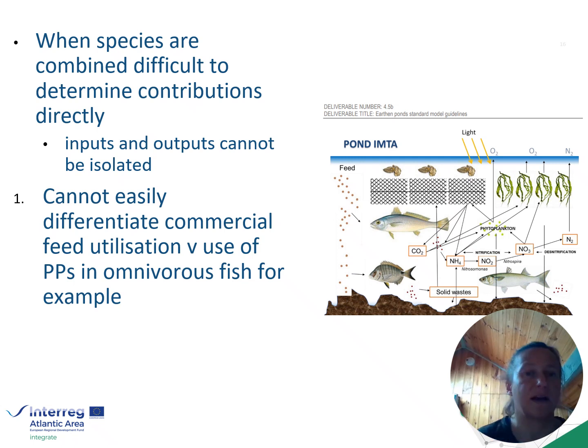So if we move on now to designs of IMTA where there are far more species combined and co-cultured together, it's very difficult to determine contributions of each compartment. And that's because the inputs and outputs cannot be isolated very easily. And this leads to 3 major problem areas. So the first is that we cannot easily differentiate commercial feed utilisation compared with the use of primary producers, for example in omnivorous fish.